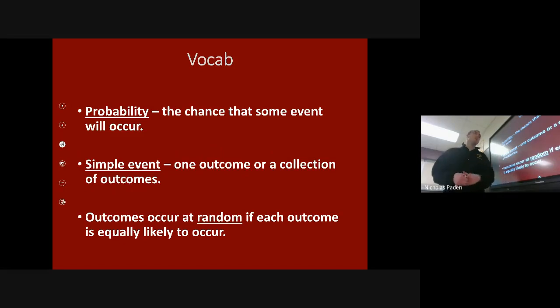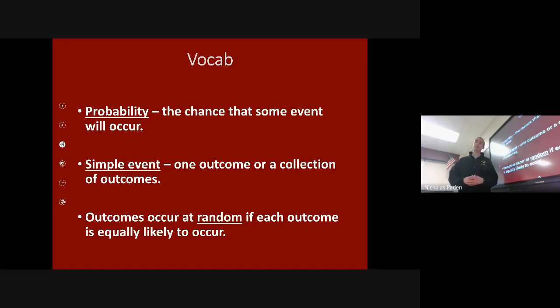And then another important thing is if something is random. So we want probability. Our goal is to have probability be random. That only happens if each outcome is equally likely to occur. We'll talk about a little later some times where each outcome is not equally likely to occur. So that means it would not be random. But if everything has the same chance of happening, that is a random event.